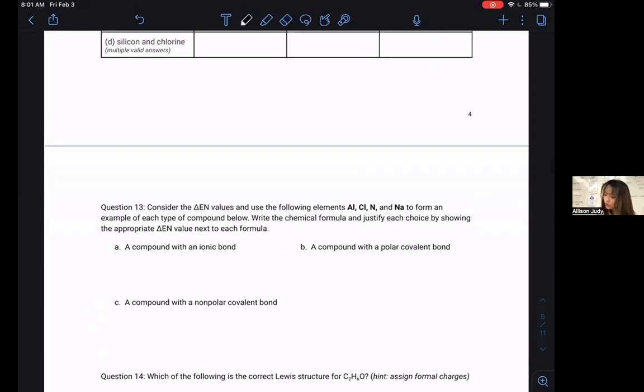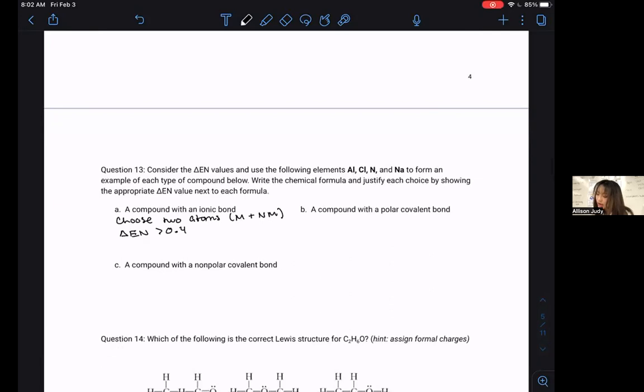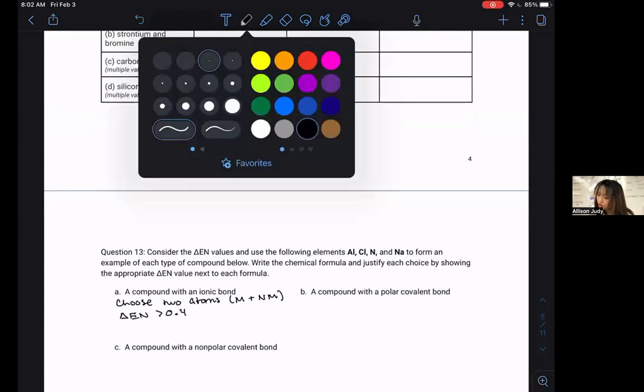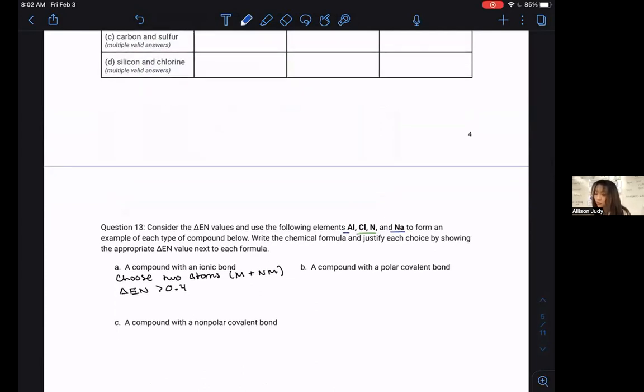I need to choose 2 atoms, one of which is a metal and one a non-metal, because I don't see any polyatomics as my options, to form a bond with an electronegativity difference greater than 0.4, ideally, and not greater than 1.7. So I'm going to look at aluminum, and right now I have 2 non-metals and I have 2 metals. So it's going to be a combo of 1 metal with a non-metal.